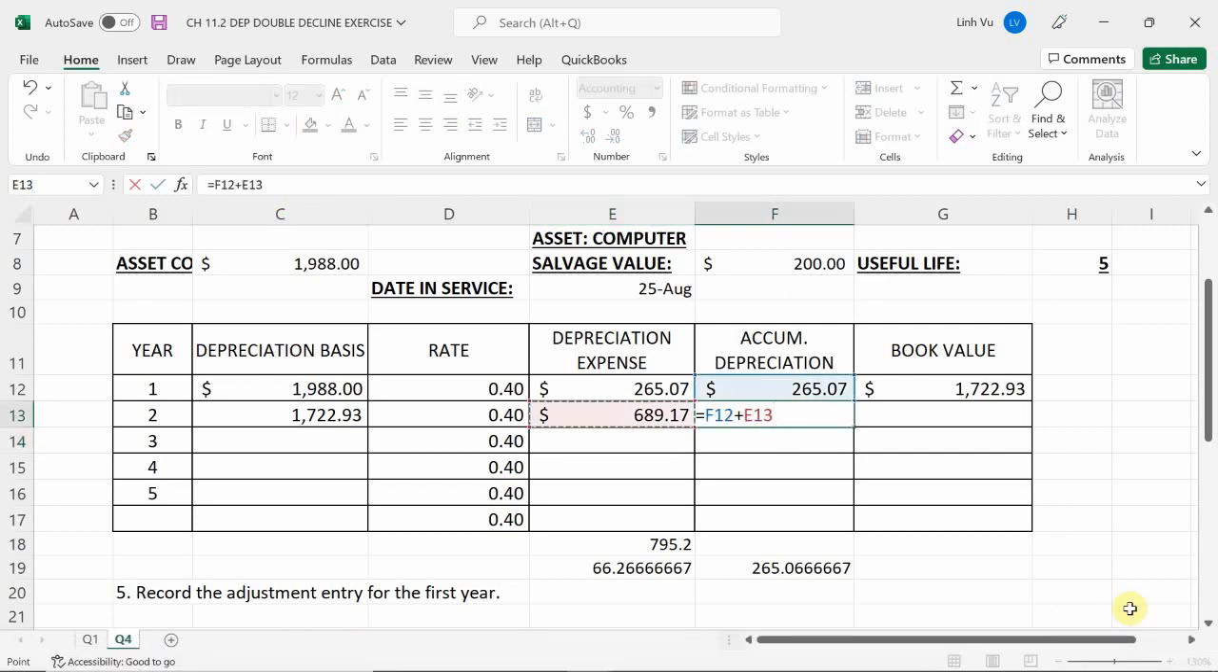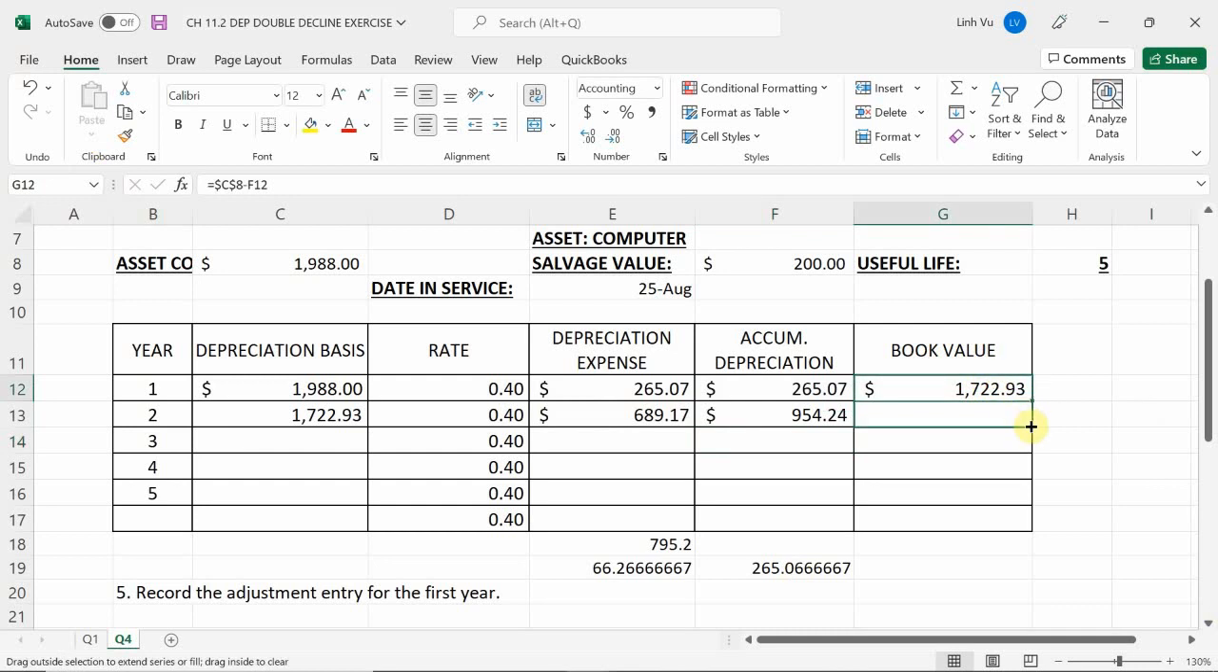It would be 954.24. Good. Okay. So what is my book value at the end of the second year? So 1988, 1,033.76. Good. So 1988, and you're going to subtract your accumulated of 954.24, and you're going to get 1,033.76. Okay. All right, let's continue.